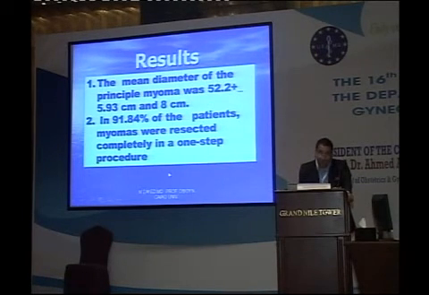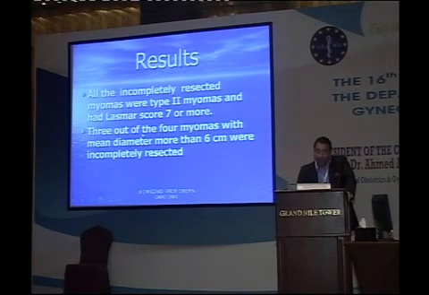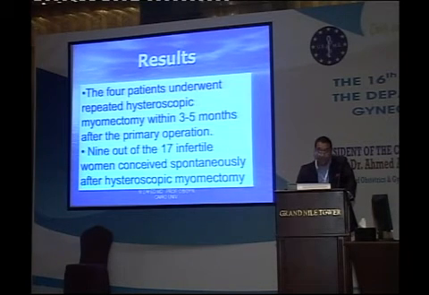So the results are that the mean diameter for the principal myoma was 52 millimeters. In 91% of these cases, we could manage to remove the myomas in a one-step procedure. All the incompletely resected cases had a two-stage procedure. They were type 2, and they had a score of 7 or more. 3 out of the 4 myomas with mean diameter more than 6 centimeters were incompletely resected. The 4 patients underwent repeated hysteroscopic myomectomy within 3 to 5 months after the primary operation.